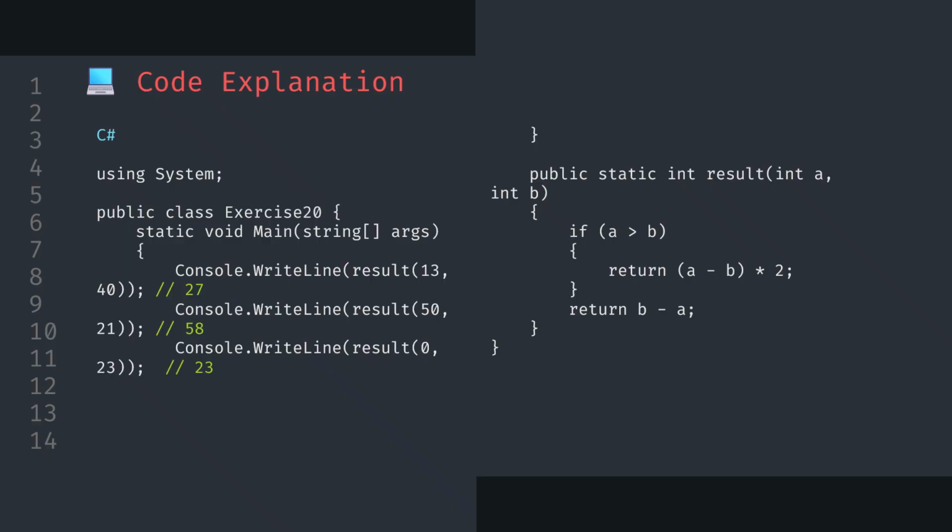Here's the code. The result method checks if a is greater than b. If true, we compute a minus b times 2. Otherwise, we return b minus a. Because of the conditional branches, we always return a non-negative integer matching the requested rule. Note that the code uses integer arithmetic and is succinct and readable.